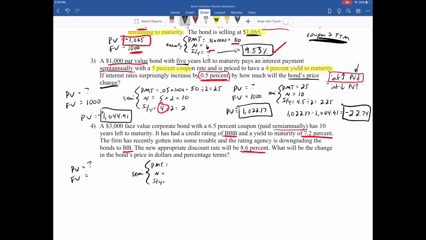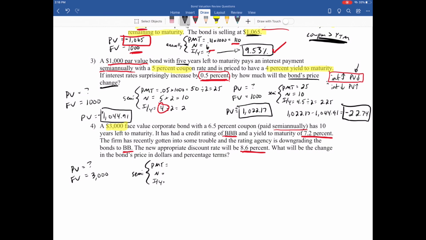The main difference here is that now we have a $3,000 face value bond. So at maturity, instead of receiving $1,000, I'm going to receive $3,000. So that is my future value. My future value is the principal amount or the face value, the par value. It all means the same thing. I will receive $3,000 at maturity.